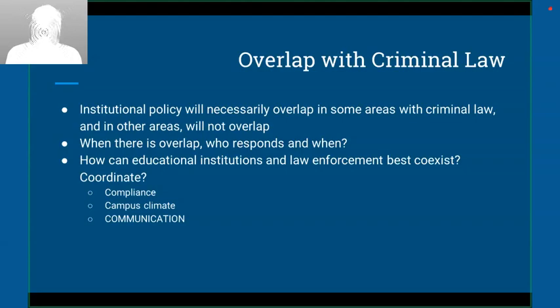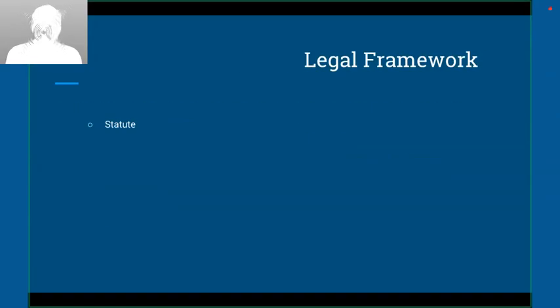And what is appropriate is what works for our campus, recognizing that every institution has a different culture and a different nature. So, moving on, I'm going to talk quickly about the legal framework because that impacts this.